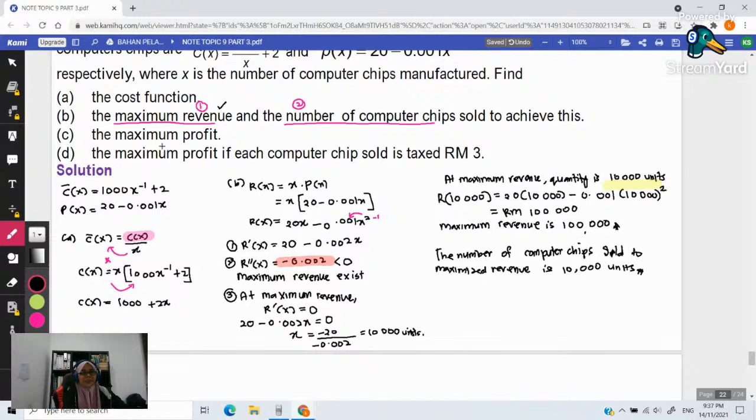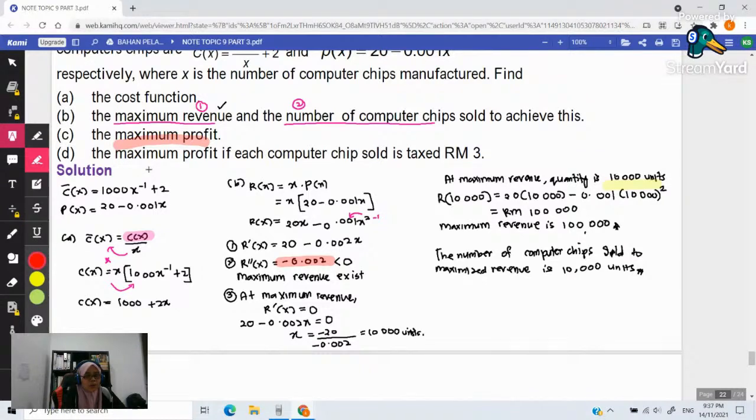Okay, so we have another two questions. Let's look at question C. Find the maximum profit. For question B, maximum revenue, we needed to find the revenue function followed by 3 steps: R prime, R double prime, and then find the quantity and maximum revenue. But question C is different because this is the maximum profit. What are we going to do to find the maximum profit?